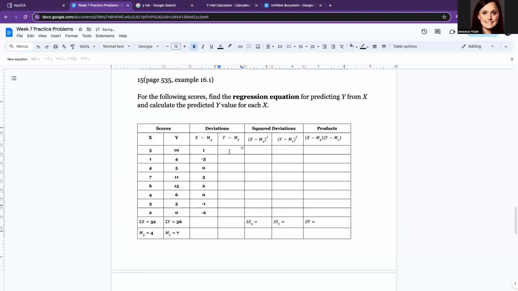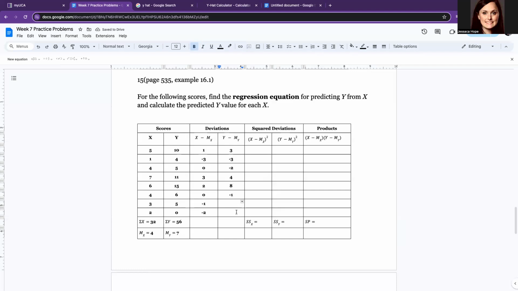And then the same with y minus mean of y. 10 minus 7 is 3. 4 minus 7 is negative 3. 5 minus 7 is negative 2. 11 minus 7 is 4. 15 minus 7 is 8. 6 minus 7 is negative 1.